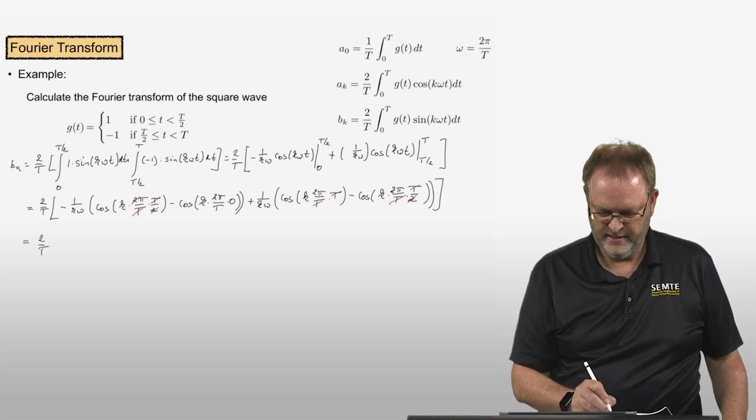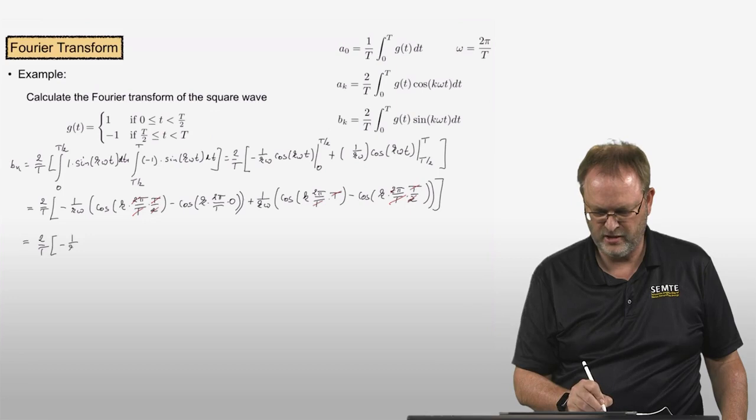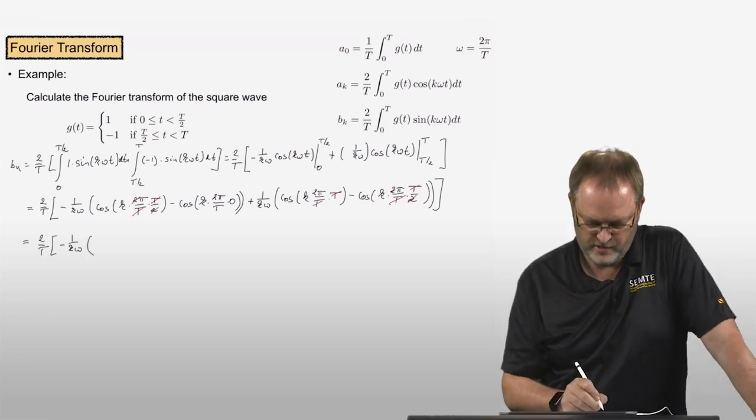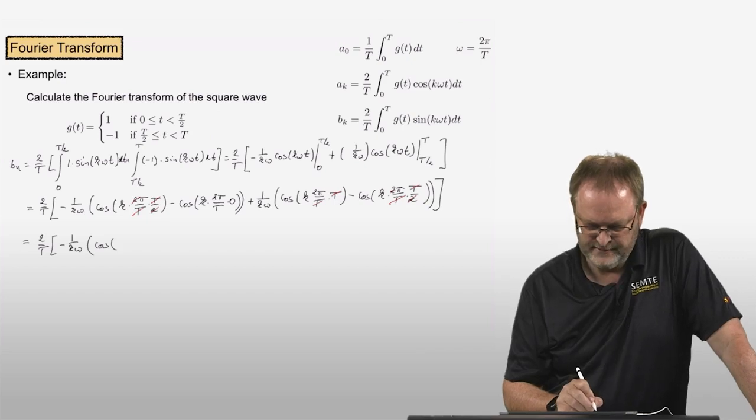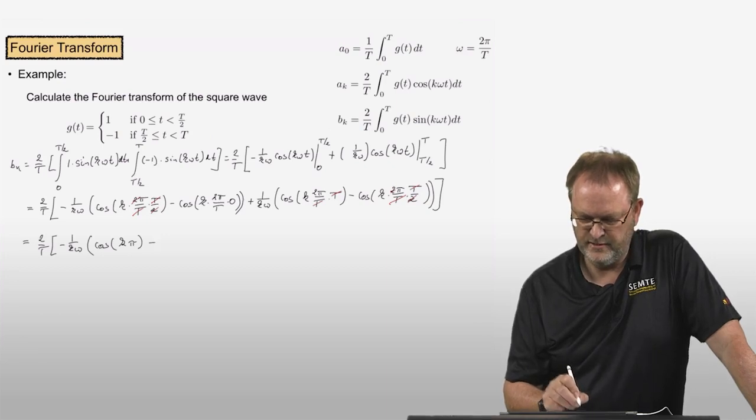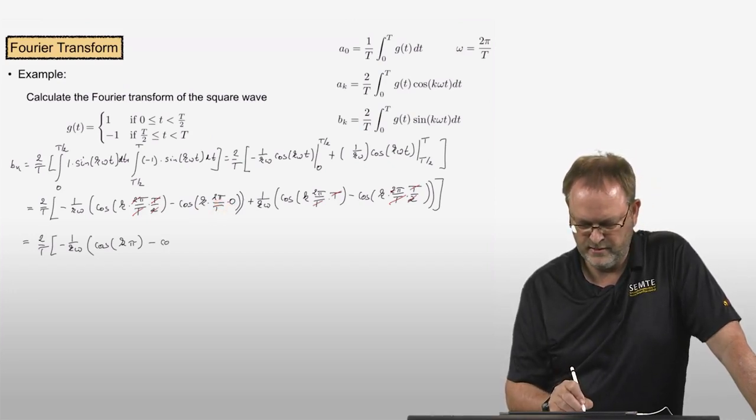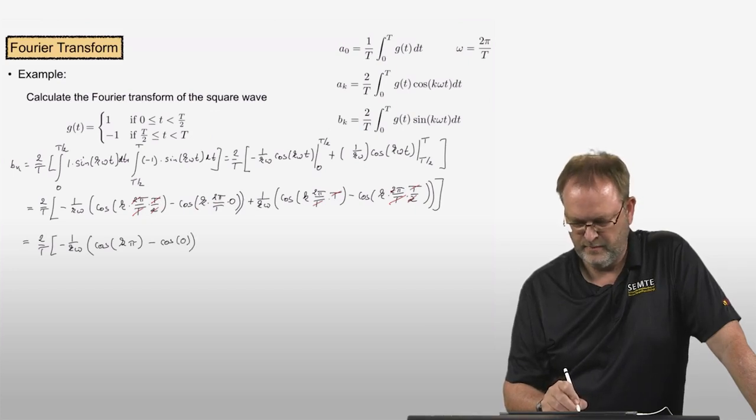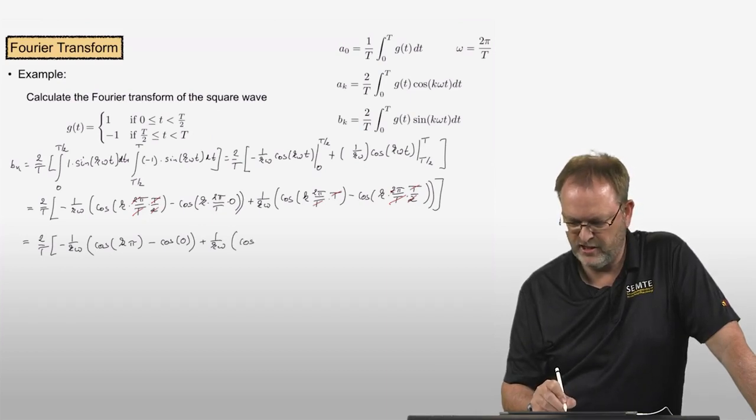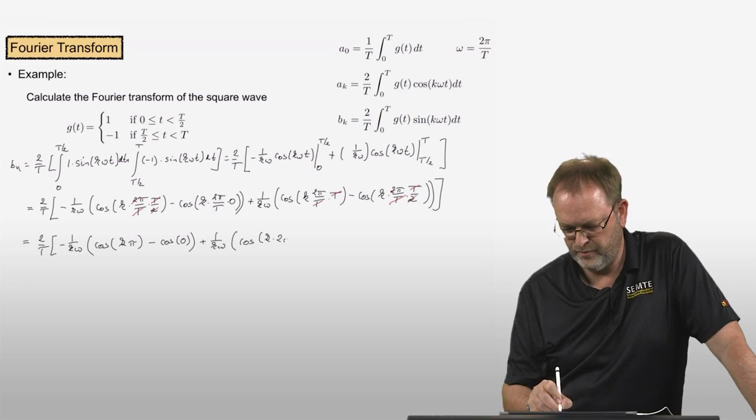2 divided by T times minus 1 over k omega times, okay, so let's see, the cosine of k times pi minus the, here we have the cosine of k 2 pi over T times 0. So that's always the cosine of 0, plus 1 over k omega times the cosine of k times 2 pi minus the cosine of k times pi.